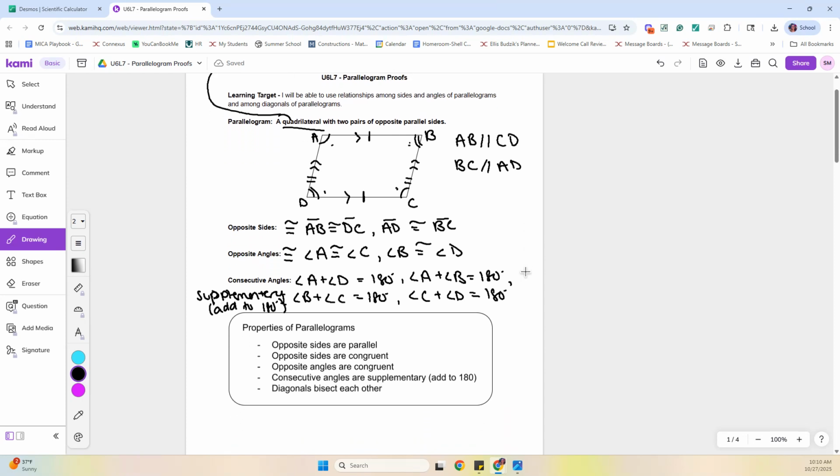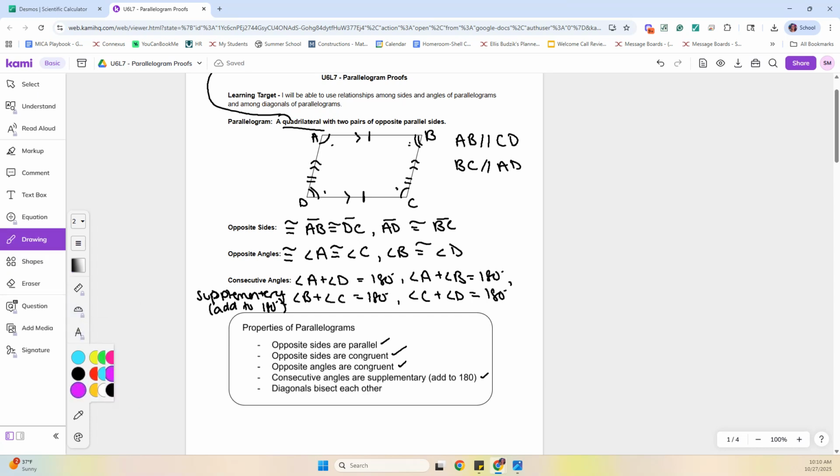Now we have a few properties that we've kind of already discussed, but one or two are new. So opposite sides are parallel. We already stated that. Opposite sides are congruent. We did state that as well. Opposite angles are congruent. We stated that. Consecutive angles are supplementary. That's what we just did. And then finally, diagonals bisect each other.